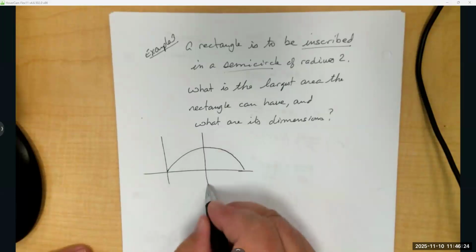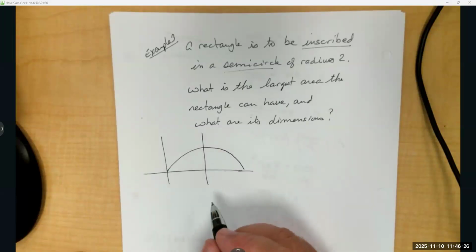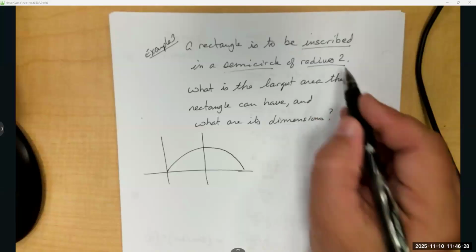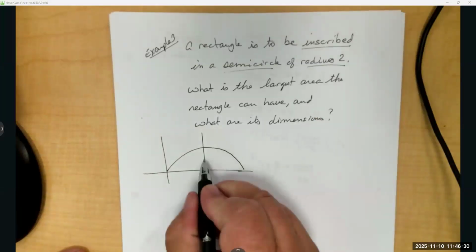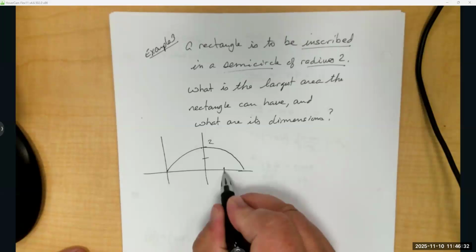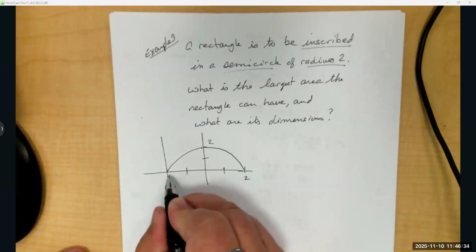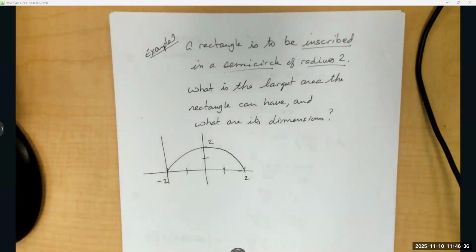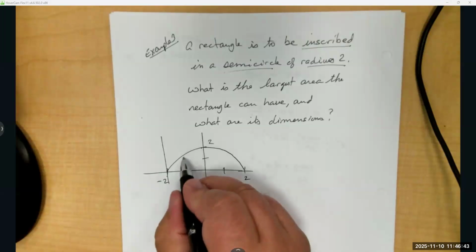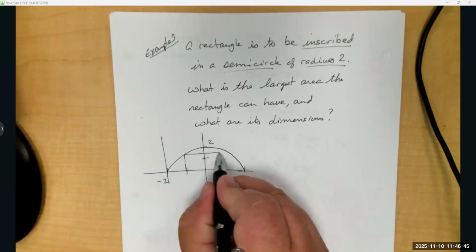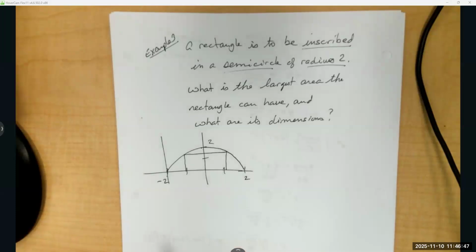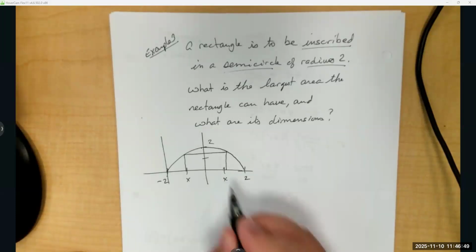Actually, we do it like this. Why? Because the radius of this semicircle is 2, which means I go up 2, I go out 2, and I go out to -2. I can do it that way easier. And a rectangle is supposed to be inscribed in there. We don't know what these x's are.